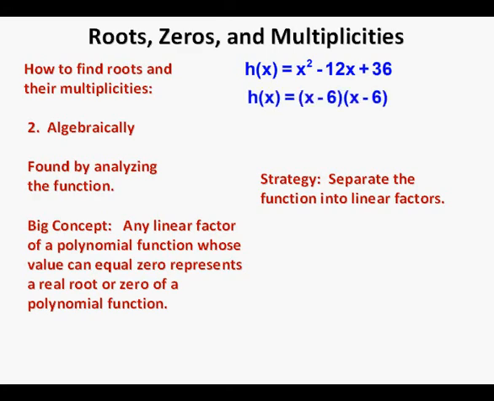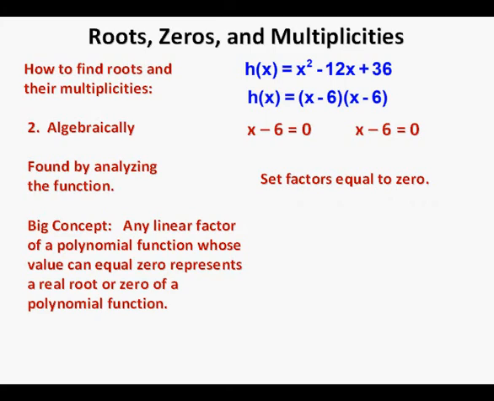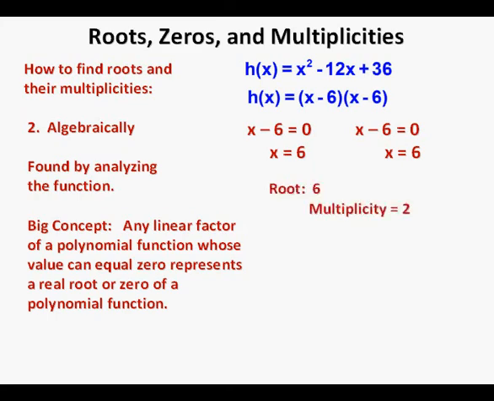In factoring our function, we have h of x equals quantity x minus 6 times quantity x minus 6. Now we can set our factors equal to 0, and that would give us x minus 6 equals 0 and x minus 6 equals 0. And solving for x, we have x equals 6 and x equals 6. So for this function, we have a root of 6, or x equals 6, and since this root occurs twice, we determine that this root or 0 has a multiplicity of 2.